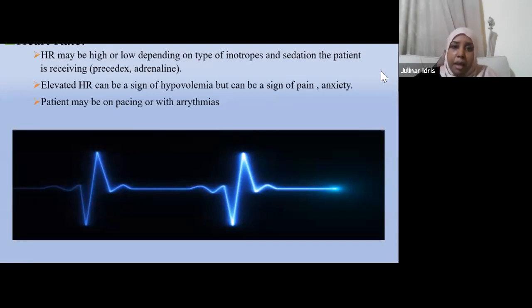At the same time, heart rate can be a sign of pain or anxiety. And all of us know that patients coming from cardiac ICU post-surgery usually have some sort of arrhythmias or are on pacing, whether temporary or permanent. So again, heart rate is not a good indicator in these cases for fluid management.